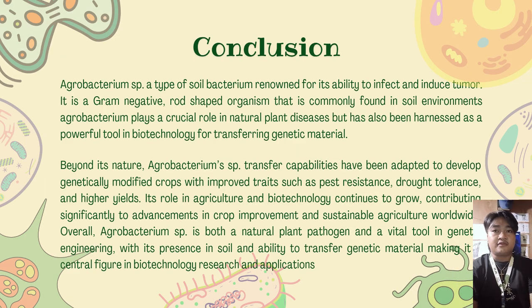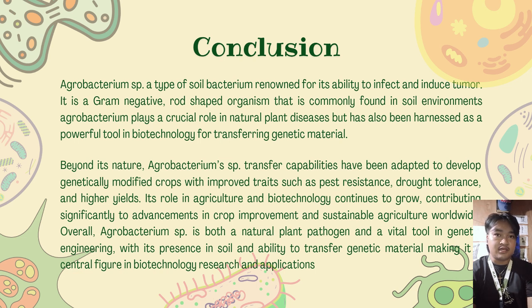So, therefore, Agrobacterium sp. is a type of soil bacterium renowned for its ability to infect and induce tumors. It is a gram-negative rod-shaped organism that is commonly found in soil environments. Agrobacterium plays a crucial role in natural plant diseases, but also has been harnessed as a powerful tool in biotechnology for transferring genetic material, and it's beyond nature.